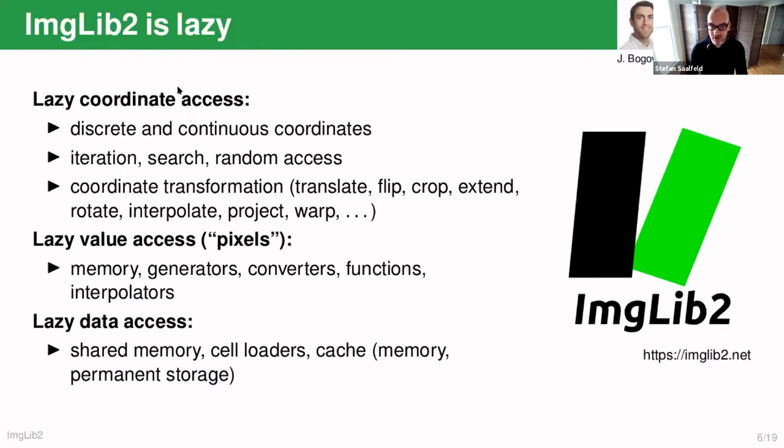OK, so what does lazy coordinate access give us? First of all, yes, we have discrete and continuous coordinates. This is wonderful. We do not only randomly access coordinates, which would be the classic image processing way of doing things. So I'm saying I go to pixel X, comma Y, and then I'm reading it and stuff like this. But oftentimes, you just want to loop over all pixels.